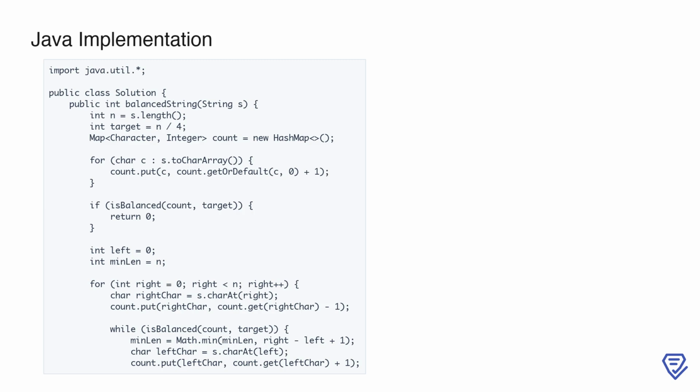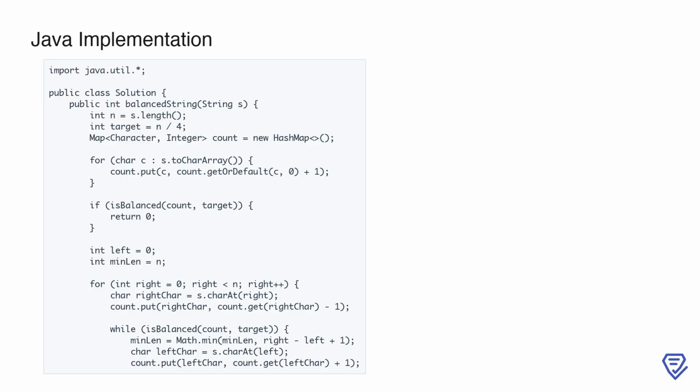Next, we create a hash map to count the frequency of each character in the string. We iterate over the string, updating the count for each character. After populating the map, we check if the string is already balanced using a helper method named isBalanced. If it is, we can directly return 0 since no replacement is needed.